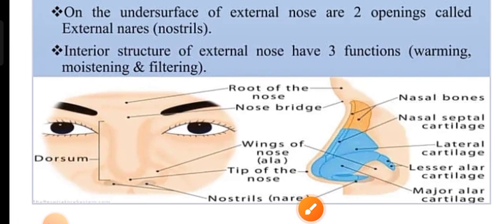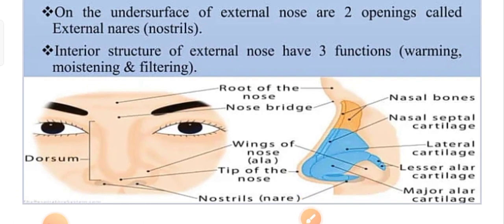Dorsum, root of the nose, nose bridge, wings of the nose, which are also called ala, tip of the nose, nostrils, nasal bones, nasal septal cartilage, lateral cartilage, lesser alar cartilage, and major alar cartilage.